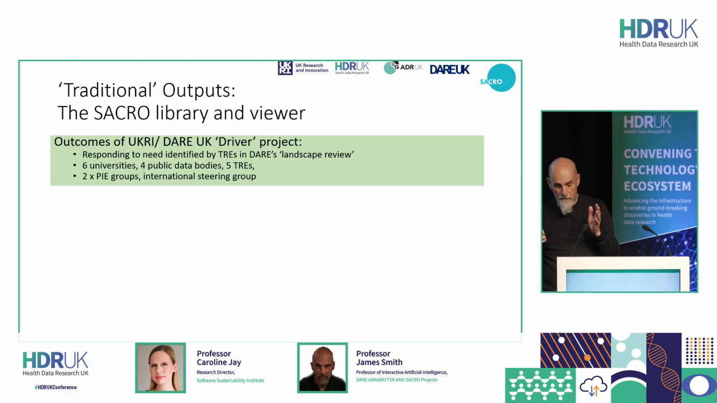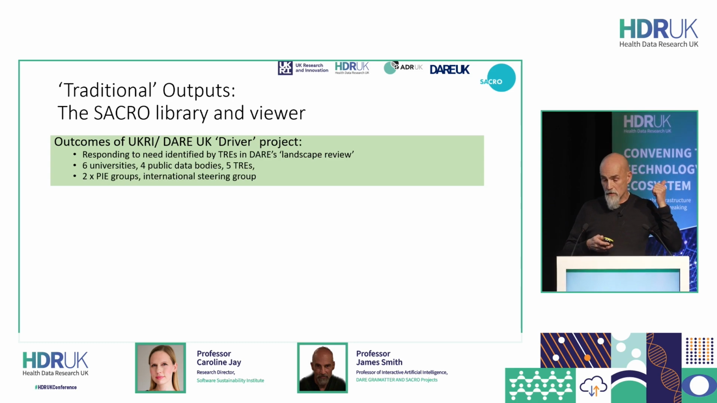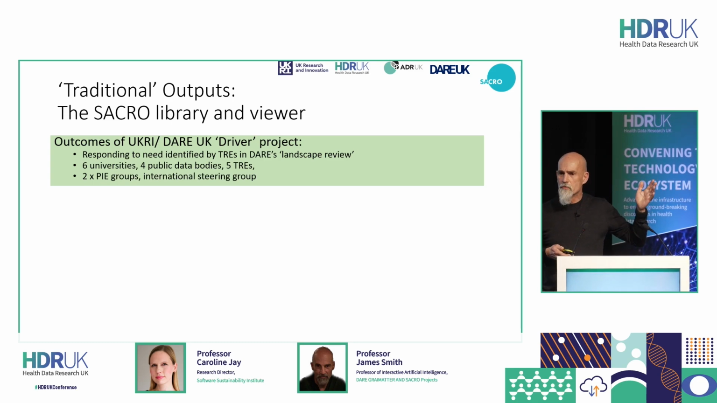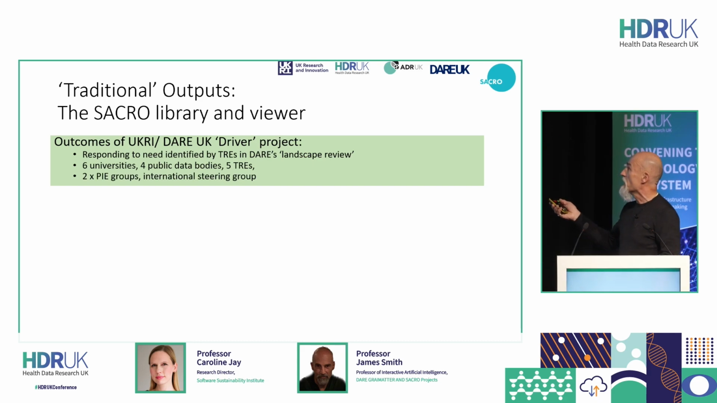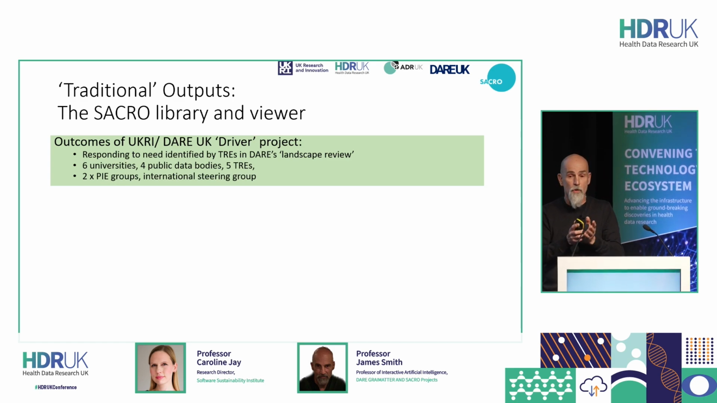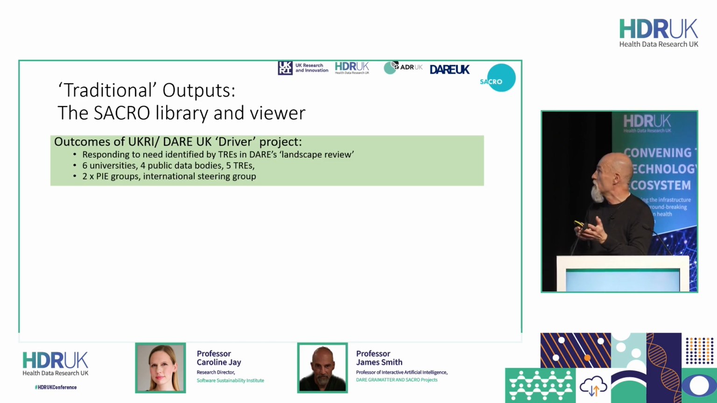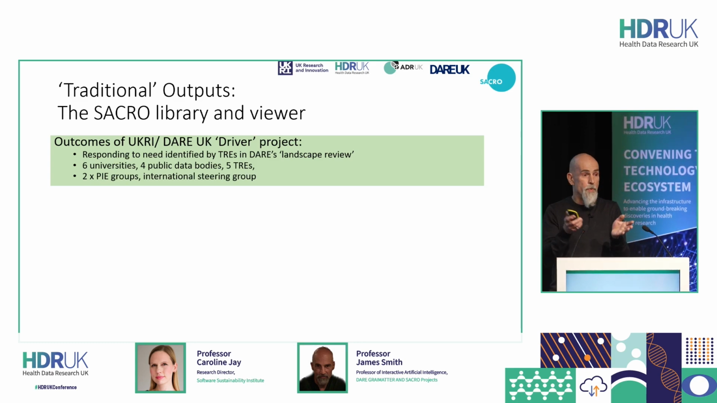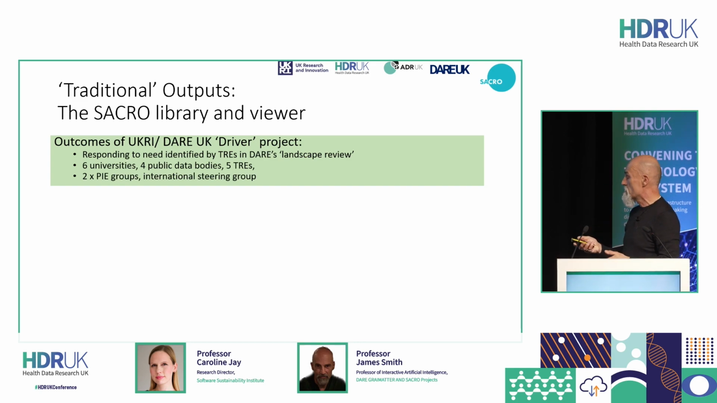Okay, so I'm going to start. I'm going to dash around through time. The most recent thing we did was the SACRO project funded by DARE. This fed off a proof of concept that Eurostat paid for a couple of years before the pandemic, and which is in use at Eurostat. So what SACRO produced for traditional outputs was a library for researchers to use and a viewer for output checkers to use, and it was a collaboration between 6 universities, 4 public health bodies, 5 completely different sorts of TREs, from very traditional ones through to OpenSAFELY, 2 PPI groups, and an international steering group.